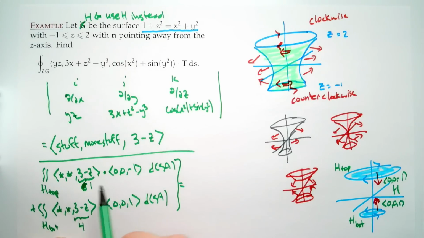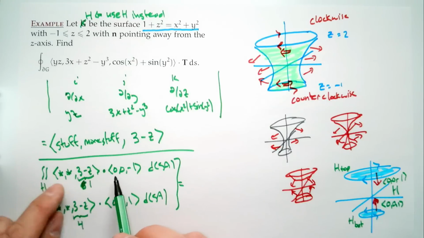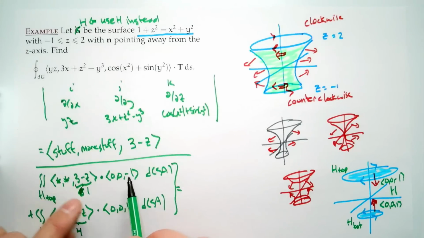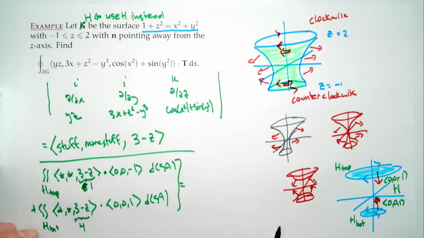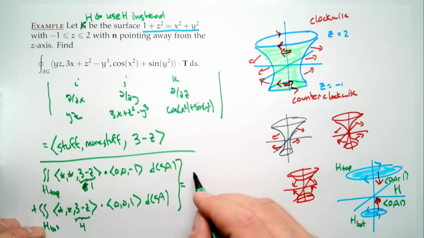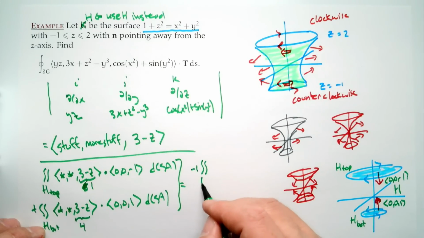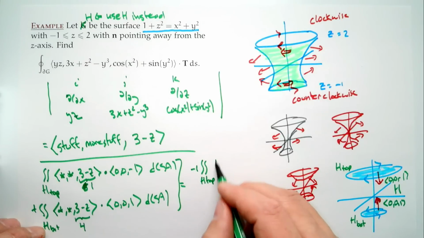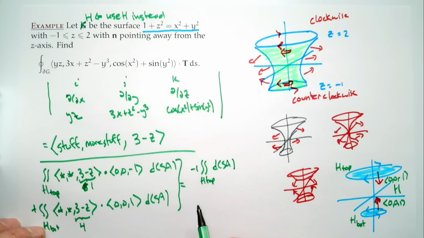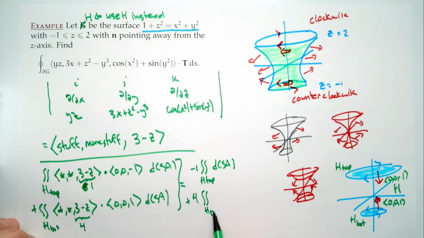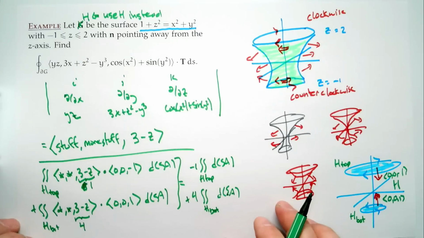Well, up top you're going to get something times 0 plus something times 0 plus 1 times negative 1. That's negative 1. So that's minus 1 integral on the top of dS. We'll work on that in a second. Downstairs, something times 0, something else times 0, plus 1 times 4, which is 4. So plus 4 times whatever it is on the bottom. But now we're reduced to surface areas.